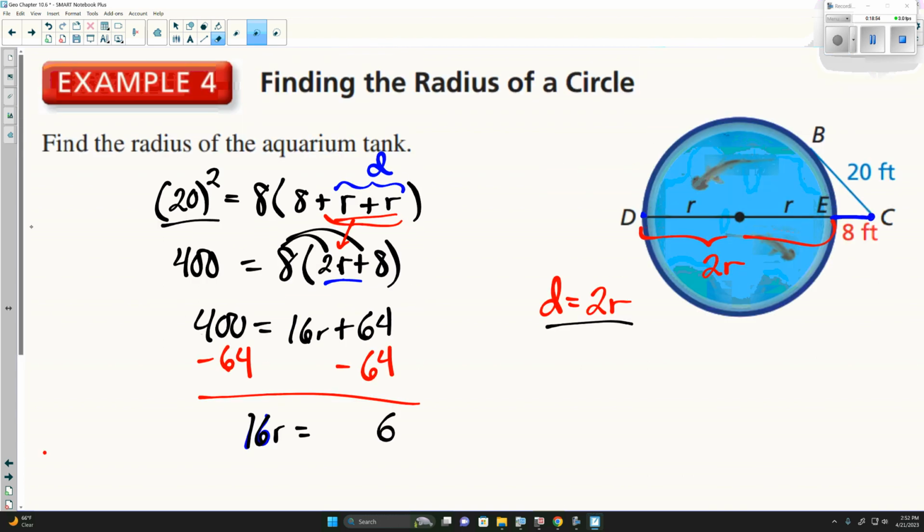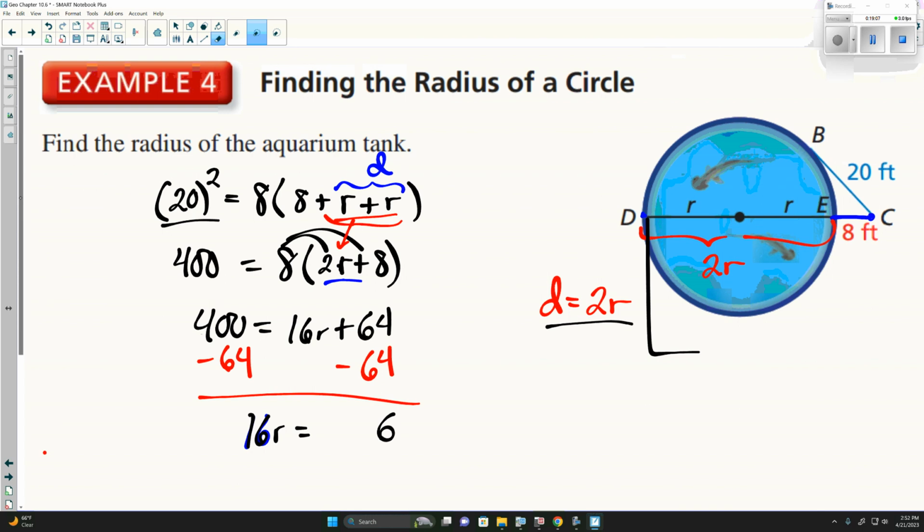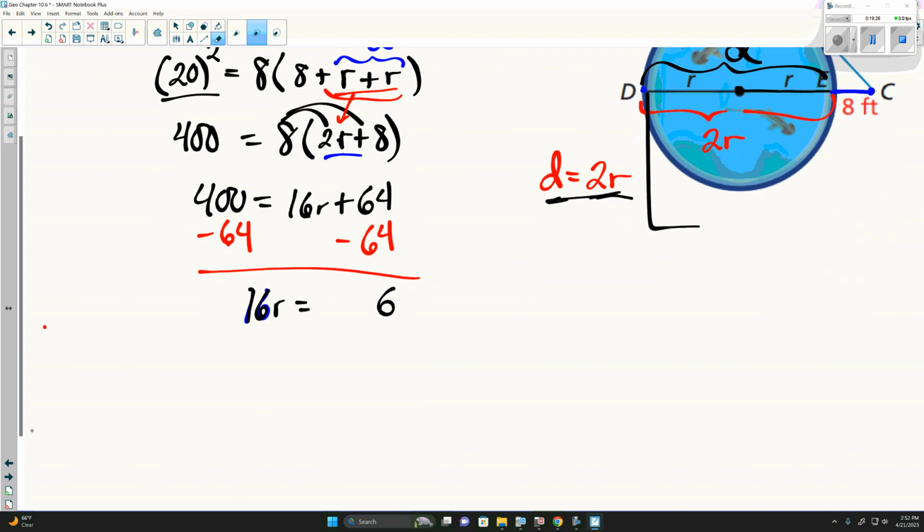Well, r is the radius for this, yes? And we're finding r. So we are finding the radius. Now, if instead of saying this length is r, I said the whole length was d, the diameter, then we would have to find the radius from there. But since we're just using r, we're going to find the radius in the end without doing anything else to it.